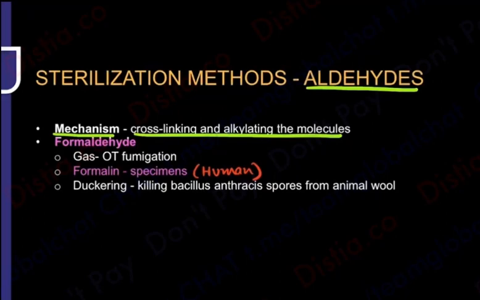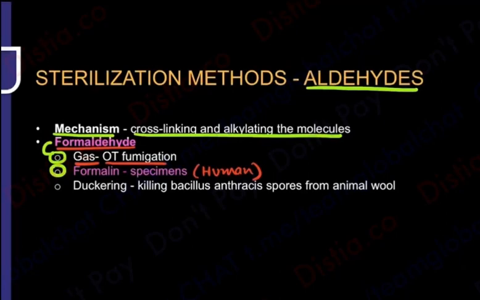Formaldehyde doesn't come as a liquid. Formaldehyde is actually a gas. So the gaseous form of formaldehyde is there, and from gas we convert it into a liquid. So that gas is very important for OT fumigation. Please note, formaldehyde gas is also used for disinfecting the OT, for OT fumigation. Formalin in a liquid form is used for preserving specimens.